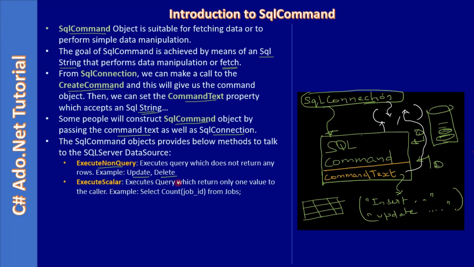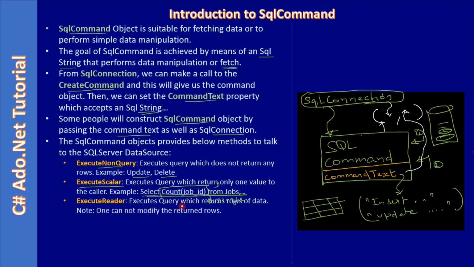ExecuteScalar executes a query which returns only one value to the caller. For example, if you are writing select count of JobID from Jobs, you know that here we are making use of an aggregate function, and this aggregate function will definitely return a single value. If it returns a single discrete value, at that time you can use the ExecuteScalar method.